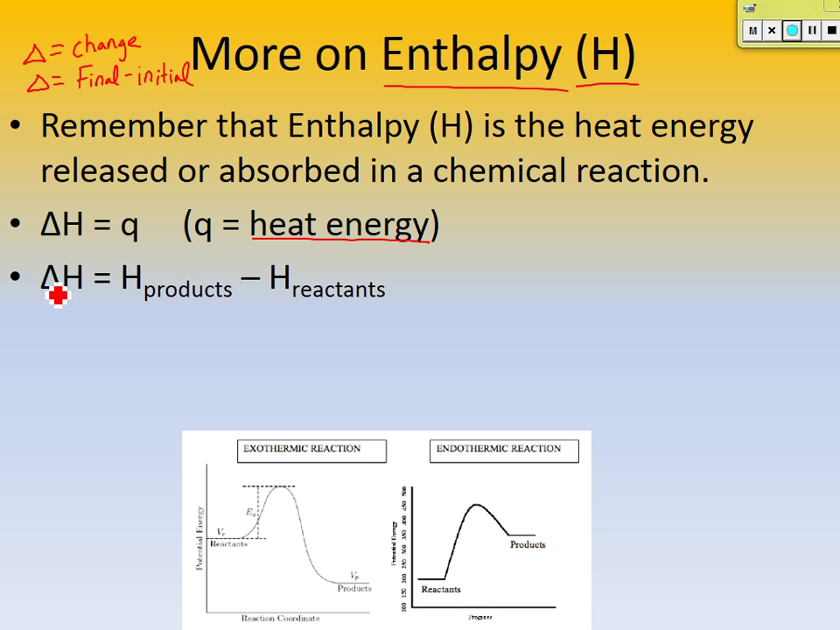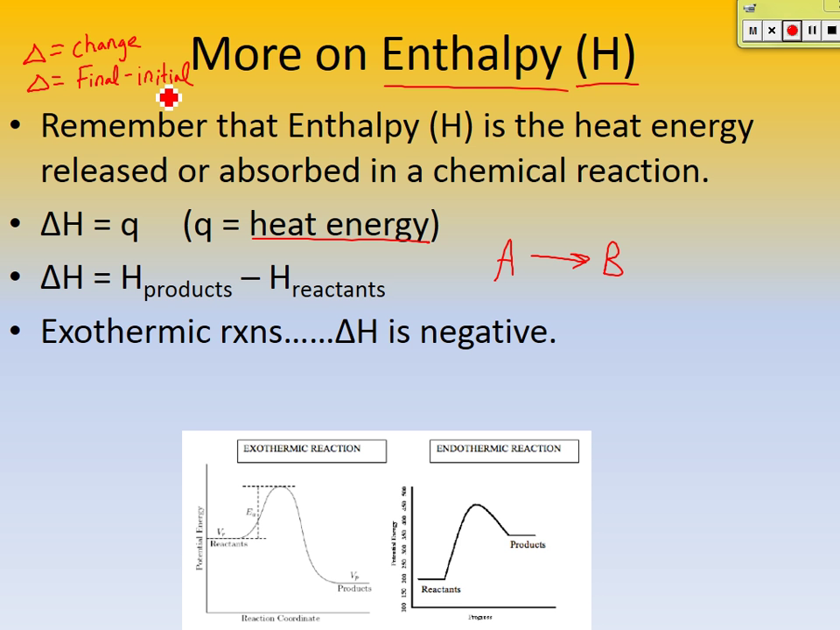Well, if delta means final minus initial, when we look at a chemical reaction, we're going to take the enthalpy of the products because that's the final, right? So if I have this reaction, A goes to B, which one's the product? Well, it's B. That's the final. That's what it is finally. So we take the enthalpy of the product, subtract the enthalpy of the reactants. It's the same thing as saying final minus initial. So delta H is equal to the enthalpy of the products minus the enthalpy of the reactants.